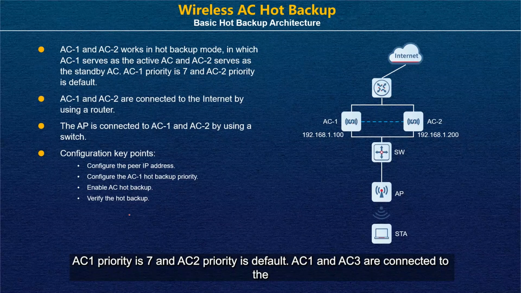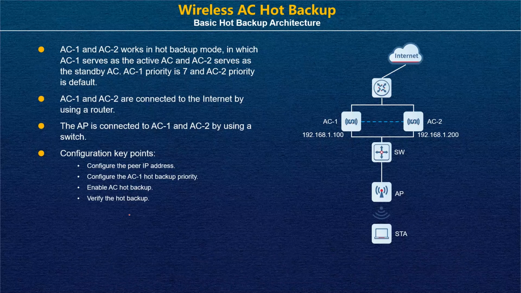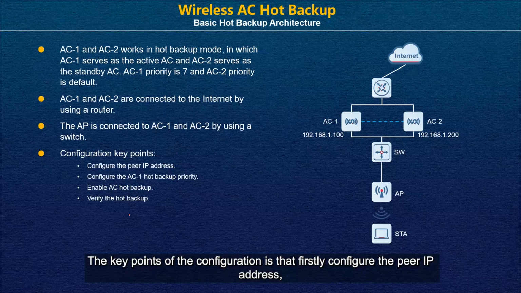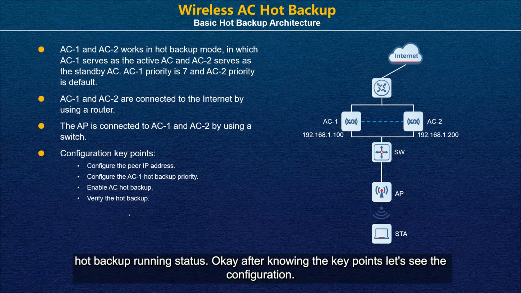AC1's priority is 7 and AC2's priority is default. AC1 and AC2 are connected to the internet by using a router, and the AP is connected to AC1 and AC2 by using a switch. The key points of the configuration are that first we configure the peer IP address, configure the AC1 hot backup priority to be 7, enable AC hot backup, and verify the hot backup running status.